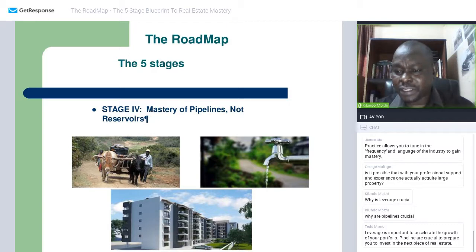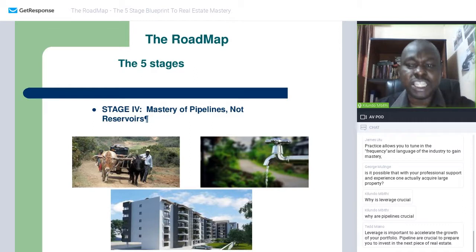Ted says that leverage is important to accelerate the growth of your portfolio. Wonderful. You got it right. Pipelines are crucial to prepare you to invest for the next piece. Wow, beautiful. This is wonderful, Ted. You got the ideas. You got the technology now. Let's see what Steve has to say. Who else is benefiting from this? Who else is typing to tell us something? Let me see what Steve had to say about leverage and connecting pipelines.